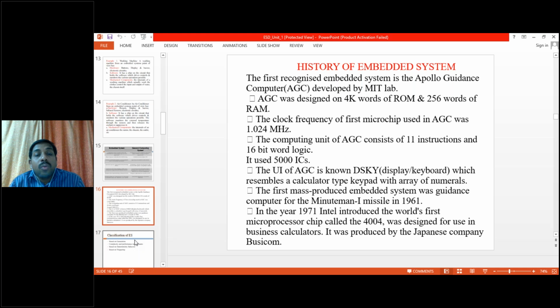Then later, once the Intel 4004 processor came, they started designing embedded systems for business calculators, produced by the Japanese company Busicom. So this is the background history of embedded systems.